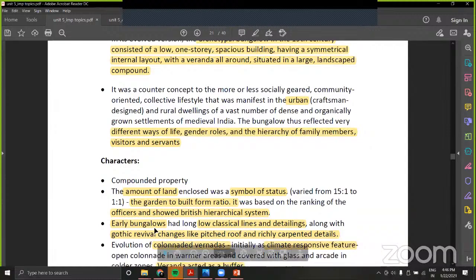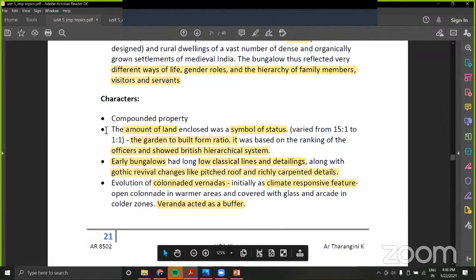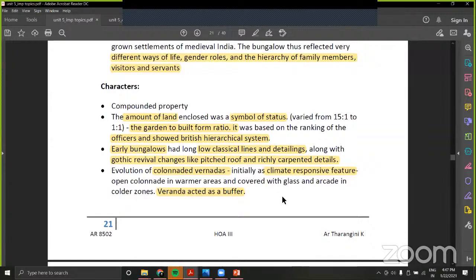That is why I'm explaining all those bungalows, why bungalows became famous, and why they had an important role. So going to the characteristics, the amount of land enclosed is the symbol of status, the garden built from the ratio, which varies from 15:1 to 1:1. That is, 15:1 is 15 parts of the land to 1 part of the site. So one part of the site, in the sense, is a small bungalow in a huge site. That is what they are trying to say.